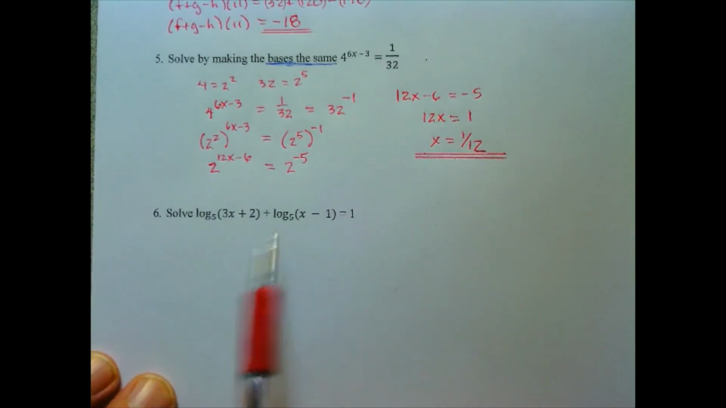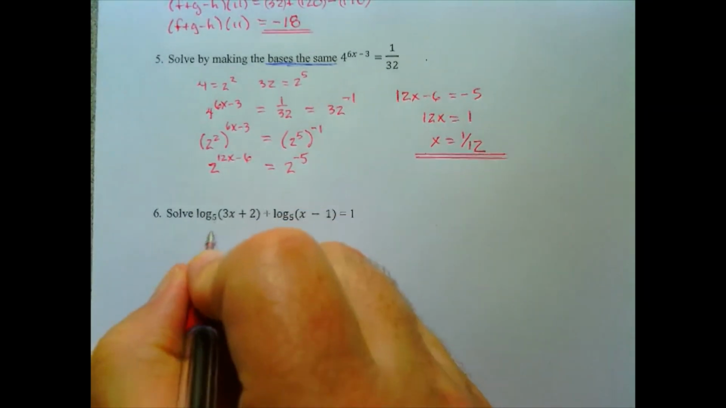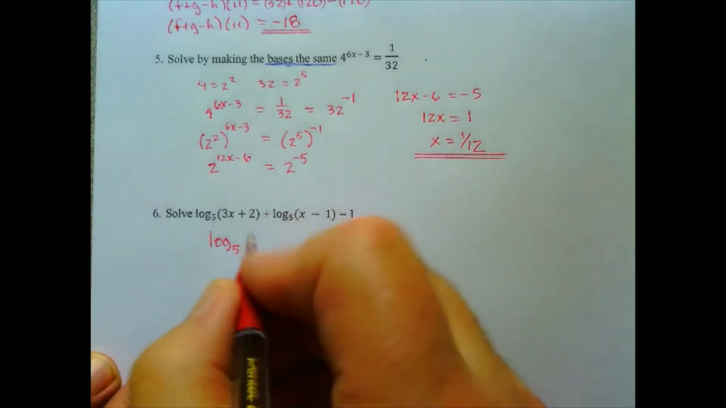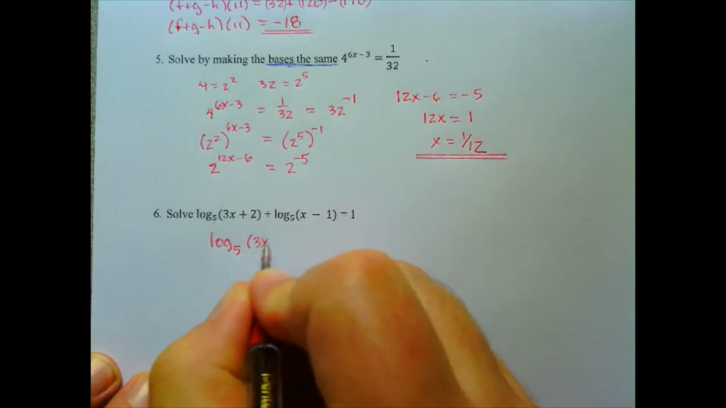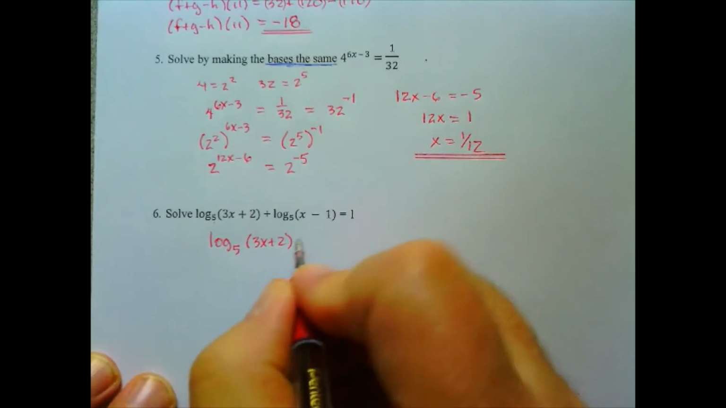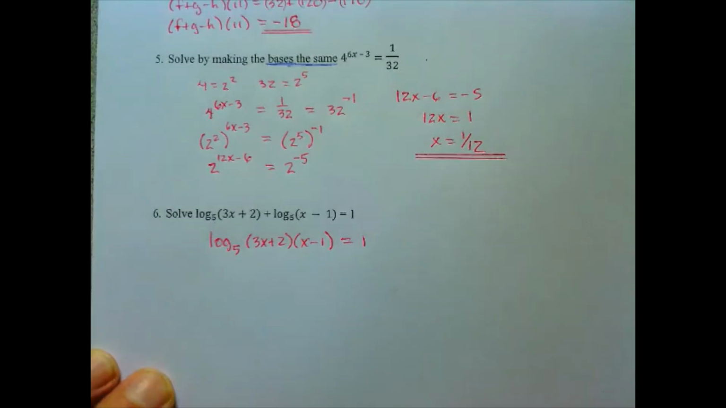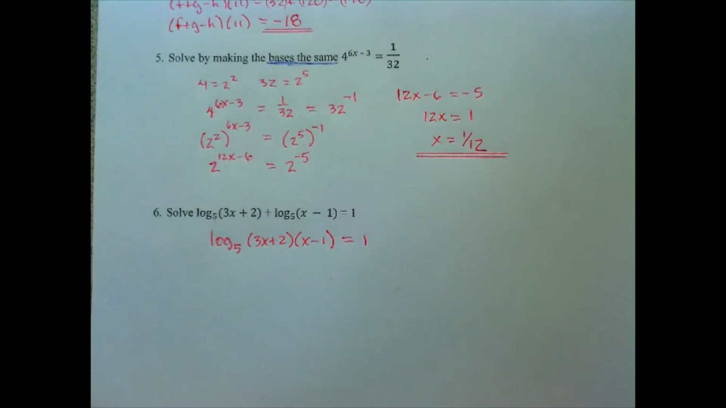Well, first off, I have log base 5 and log base 5, so I can put those two together. Log base 5, this is the add rule. And the add rule means we take what was in the two logs and we multiply them. And so now I have just one log.